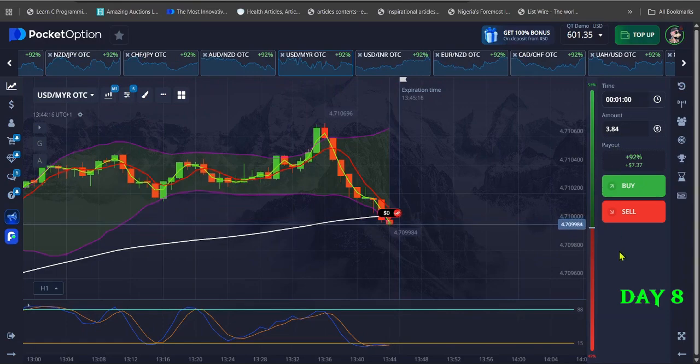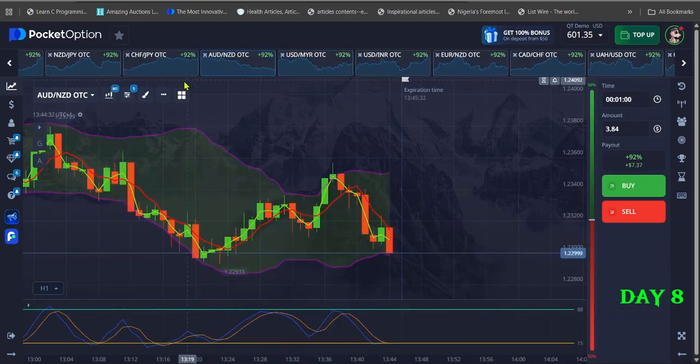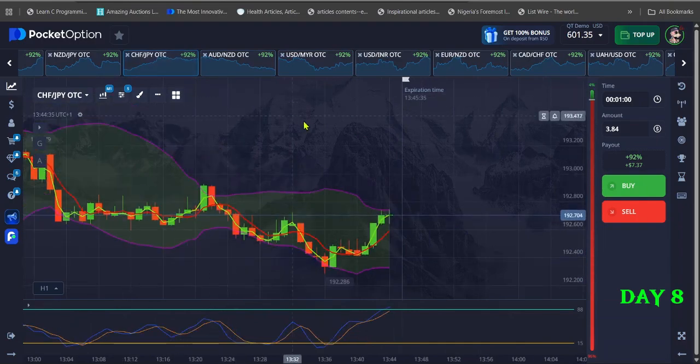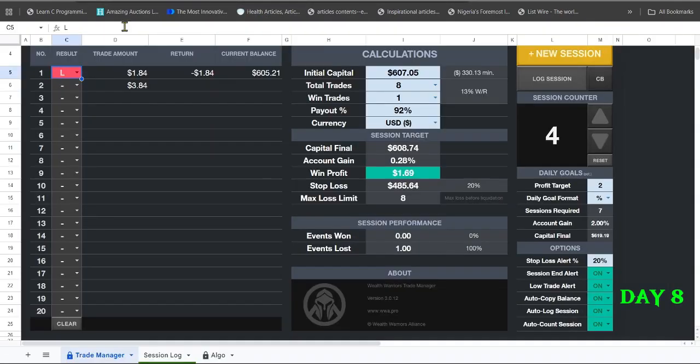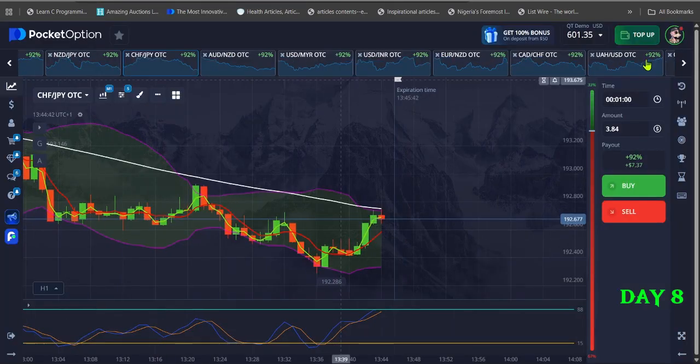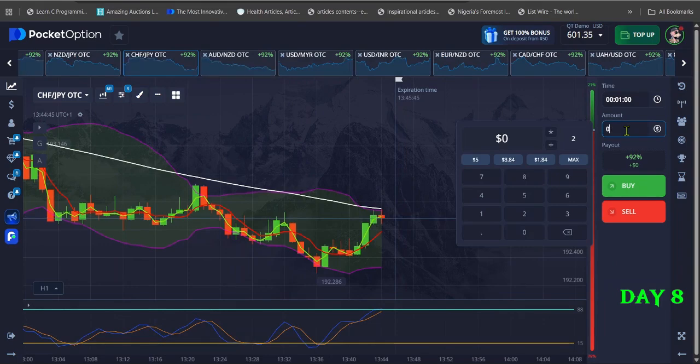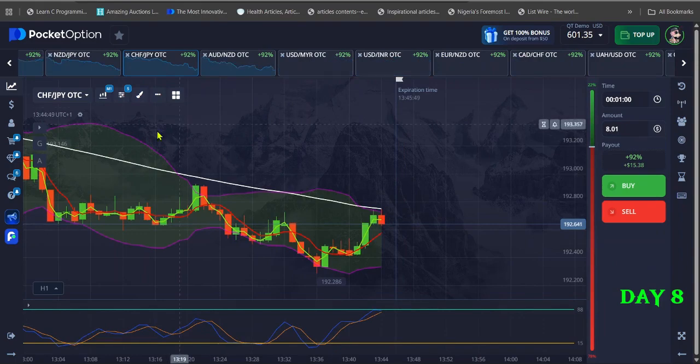So that's why, if you are trading with your real account, don't put yourself under any pressure. Trade at your pace. I will say it again: trade at your pace. So I will look for another opportunity, and once I find one, I will take a trade. Let's mark this also as a loss. So we have 8.01. Okay, let's look for an opportunity.